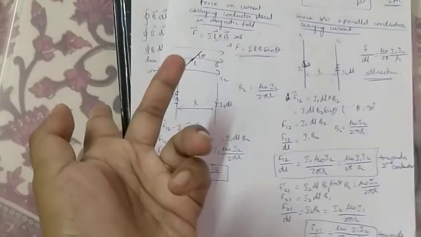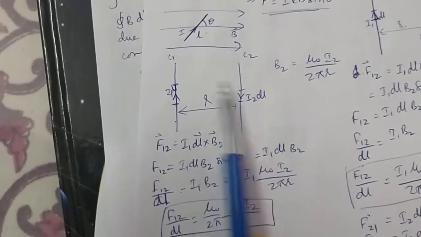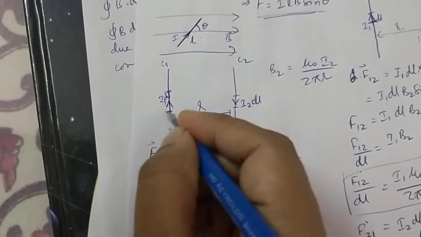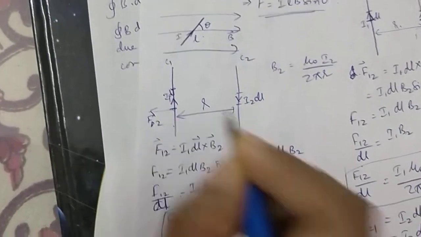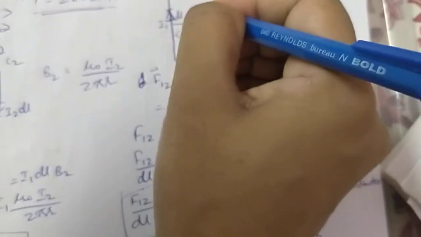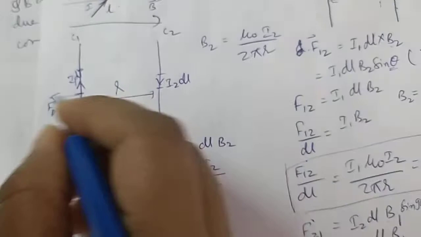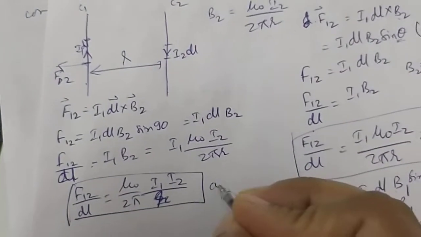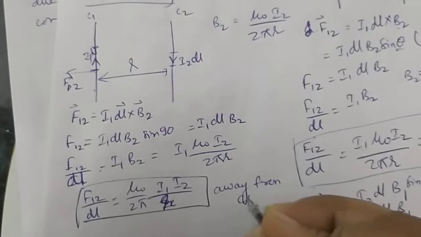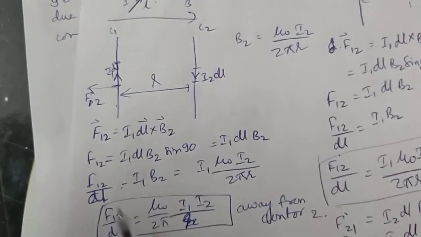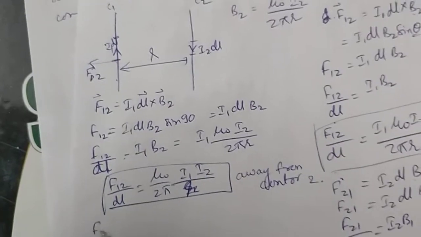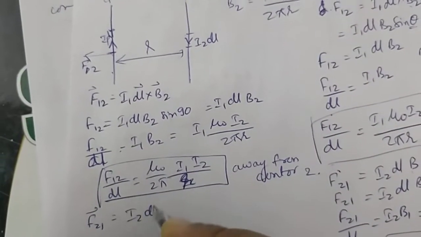So you see current is in upward direction, magnetic field is in downward direction, right? Magnetic field is in downward direction. So my thumb is pointing this side. Okay, so thumb is pointing away from this wire. This is the direction of F12. Here this was the direction of F12, this was the direction of F21, but here this is the direction of F12. So away from conductor 2.